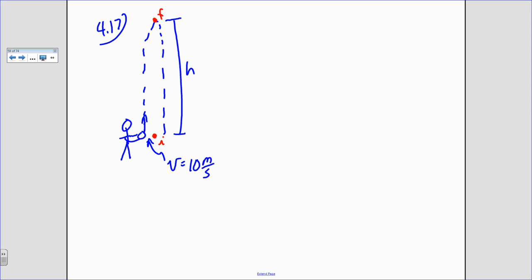So at the bottom, it has a speed of 10 meters per second. And we're going to take the position to be zero, so it has no potential energy, and it has only kinetic energy. And at the top, in the final position, the speed goes to zero. Remember, we talked about in chapter 2, I think it was, when you throw something up in the air, it decelerates until it gets to the top, and then it stops for just an instant before it turns around and comes back down again. So it has a velocity of zero, and so it has no kinetic energy, and it has only potential energy.